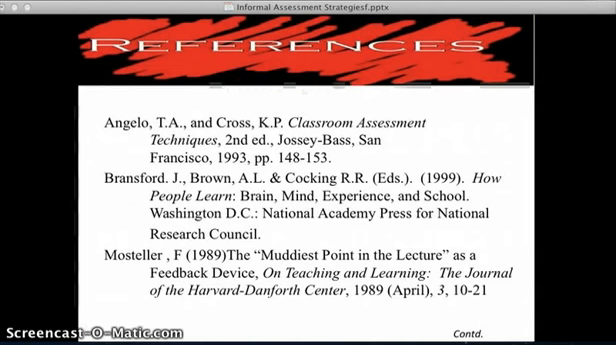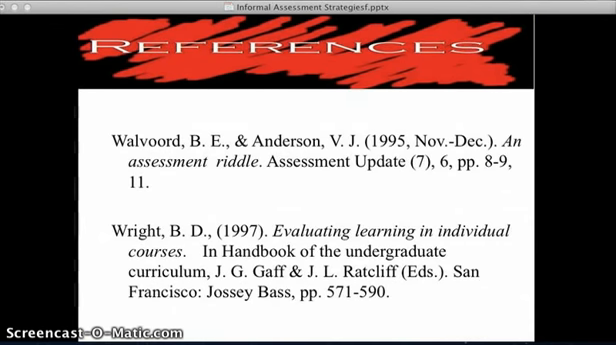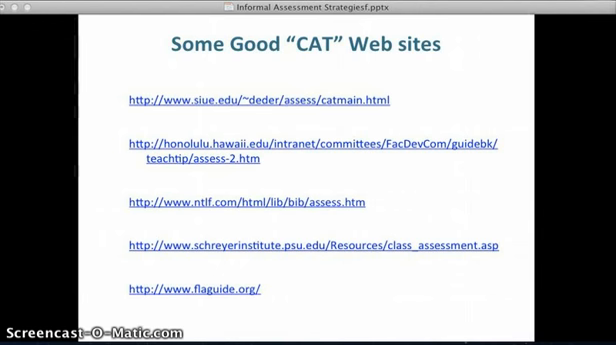Here are the references which I have picked up during this session: Angelo, Bransford, Mosteller, Walvoord, and Wright, which you can refer to. And these are some very good classroom assessment technique websites which can be used by all of my peers. The video which I used in the beginning was taken by me during my journey from Nova Scotia to Newfoundland.